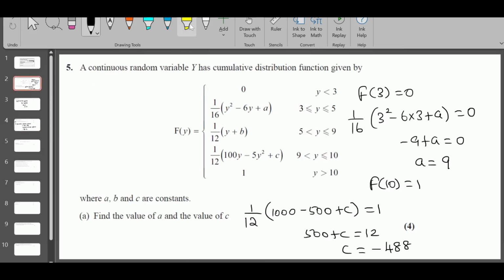To find small f of y from 5 to 9, you just need to differentiate this. When you differentiate with respect to y, you get 1 over 12 times b.